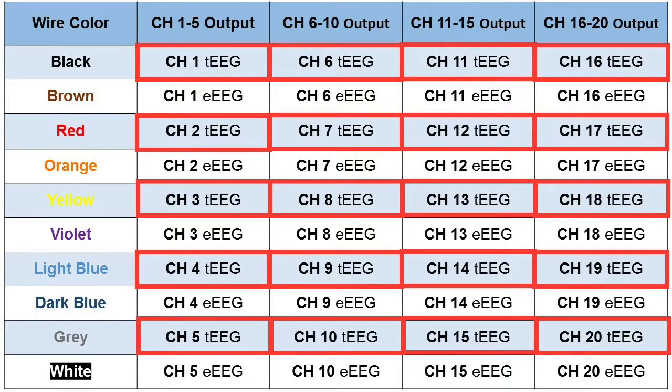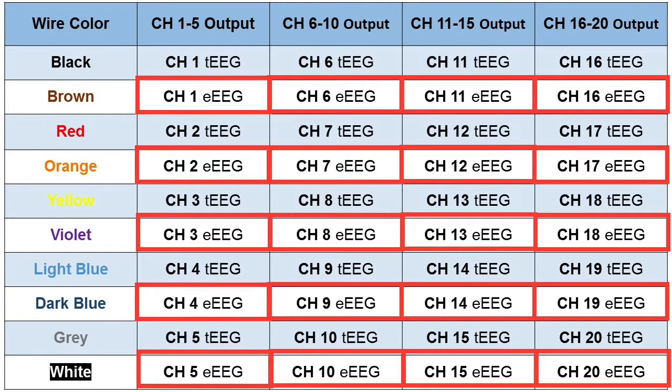In our example with 20 T leads, if you are only interested in acquiring the tEEG signals, you should only plug in the black, red, yellow, light blue, and gray wires. Similarly, if you are interested in only acquiring the eEEG signals, you should only plug in the brown, orange, violet, dark blue, and white wires.